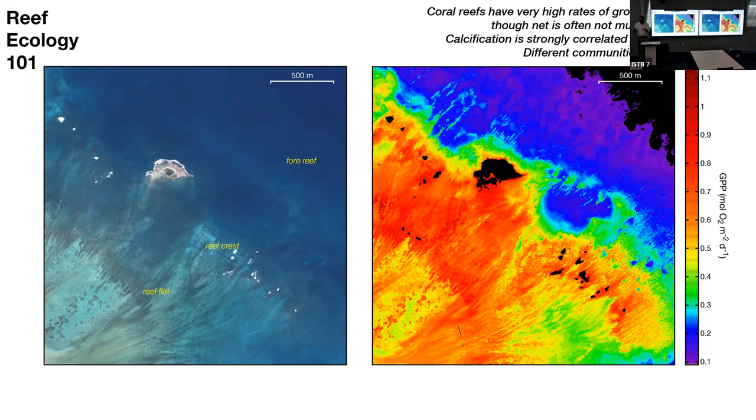Different communities, different organisms have different rates. Corals have very high productivity and calcification. Macroalgae, the fleshy stuff, the seaweeds, have high production but low calcification or none. And coralline algae will have relatively low production and calcification, but they still do it. So remember, reefs are mosaics. They're patchworks of all these different things, and they're all going at different rates. So this is how reefs are built.